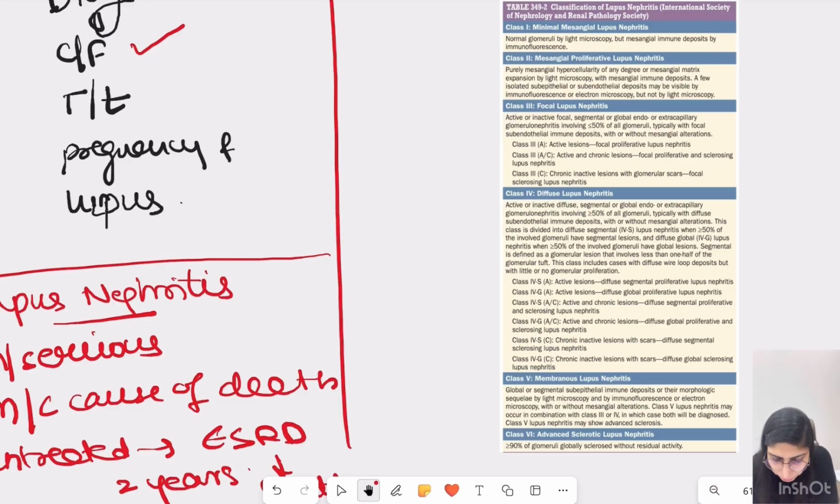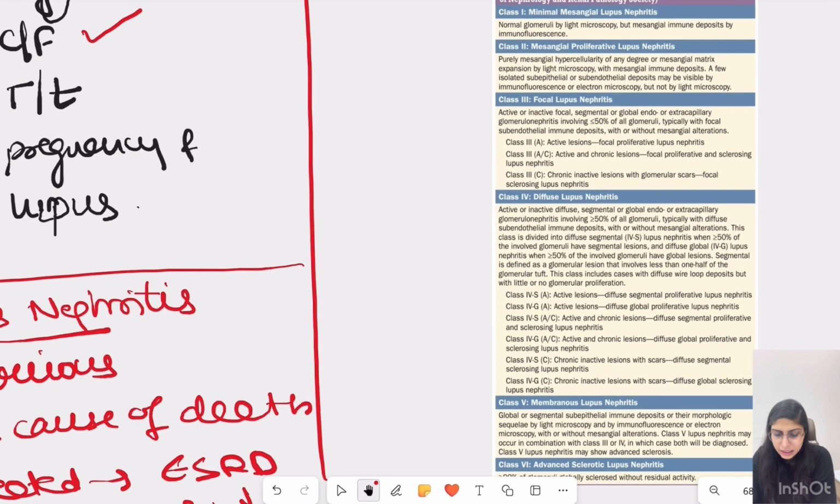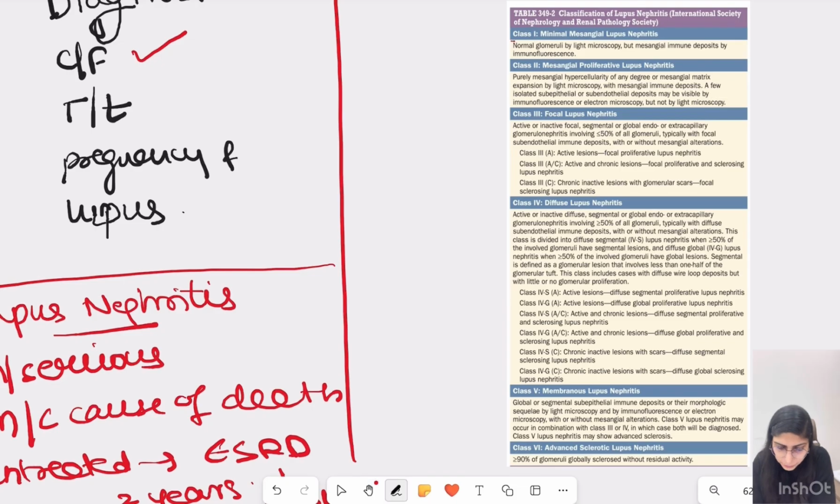So if you can see here, lupus nephritis is divided into 6 stages. Class 1 is minimal mesangial lupus nephritis, where light microscopy doesn't show anything, but immunofluorescence shows minimal mesangial immune deposits. Class 2 is mesangial proliferative. Now you can see the proliferation in the mesangium by light microscopy itself.